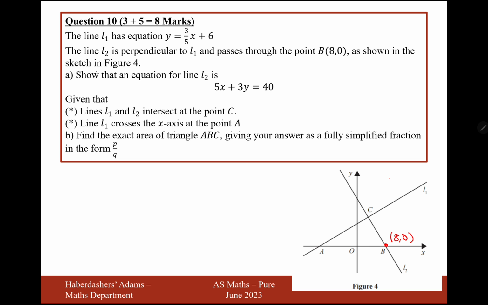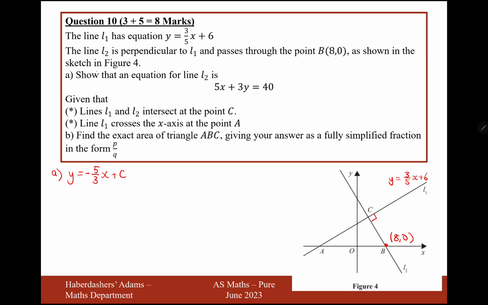Well, let's add some of this information to the diagram like I have already. L1 has that equation there. L2 is perpendicular to it. So that's going to help me get started because I now know that the gradient of L2 is flip the fraction, change the sign. So it's minus 5 over 3x plus c.